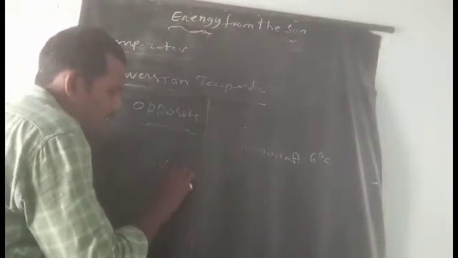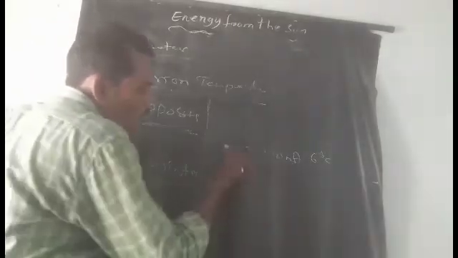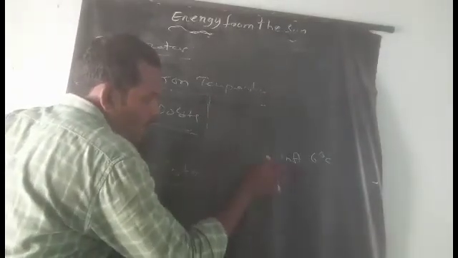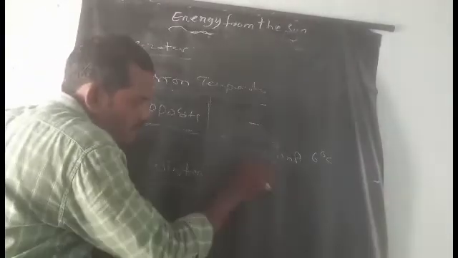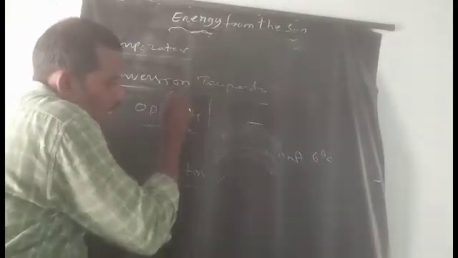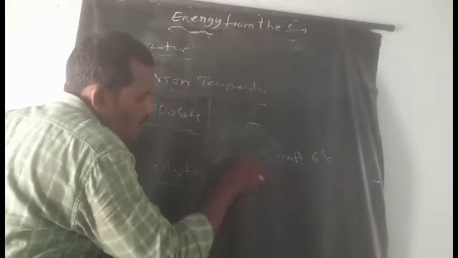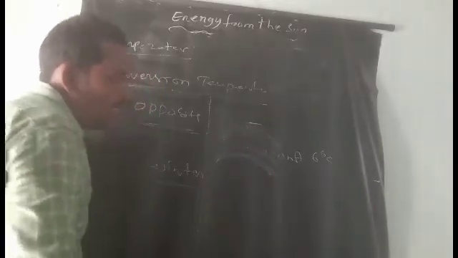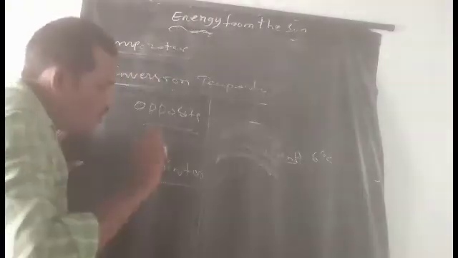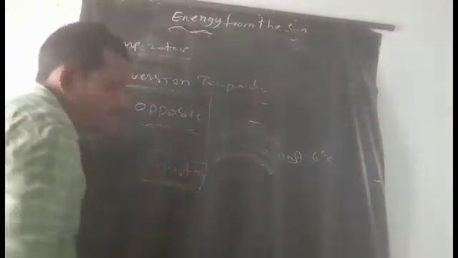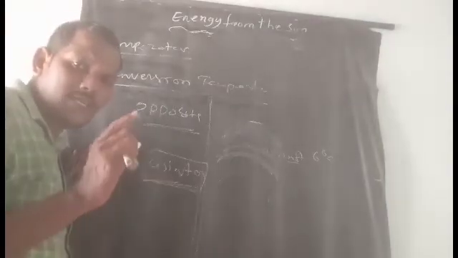especially in the winter season, the lower layers of the atmosphere are hotter than the higher regions. That means the temperature does not decrease for every 1000 meters. But this situation occurs only in the winter season. What is the reason for this?